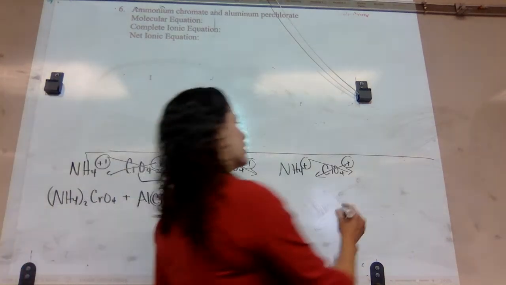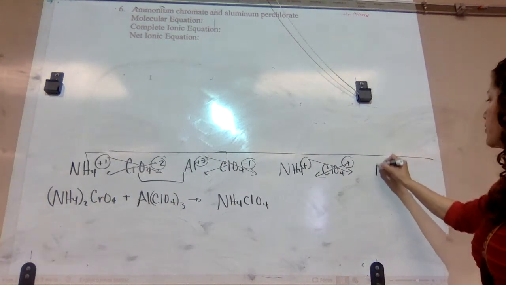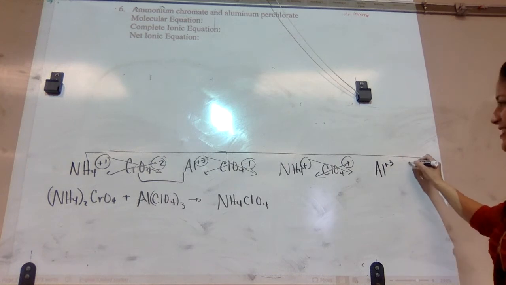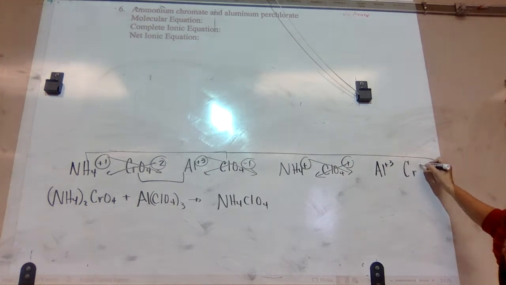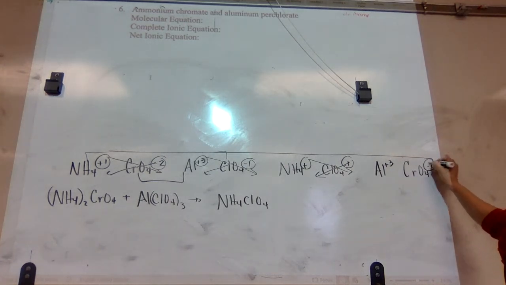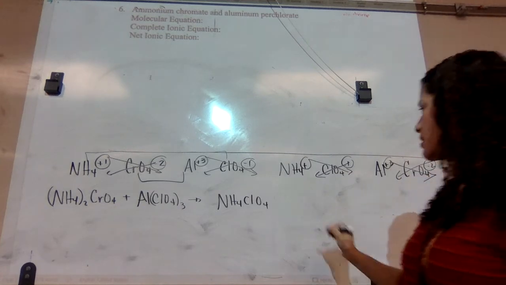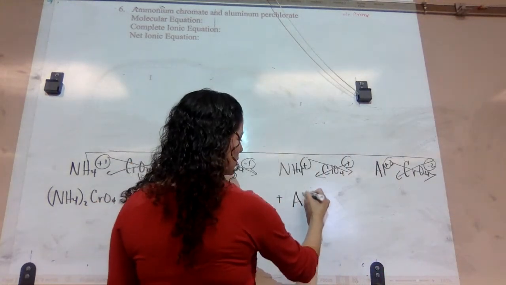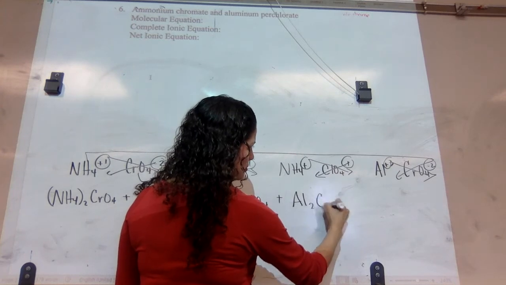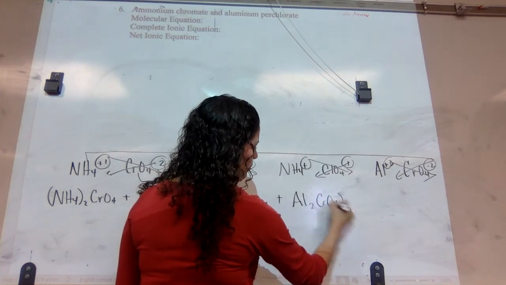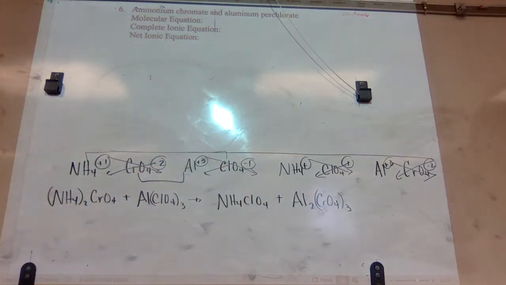And I'm going to do the same thing with these guys. Aluminum and chromate are going to get together. So I'm going to have aluminum with a +3 charge and chromate, CrO4 with a -2 charge. That goes there, plus Al2(CrO4)3. All right, so that's what I got so far. Okay, so here's my equation. Now I need to go and balance this equation.